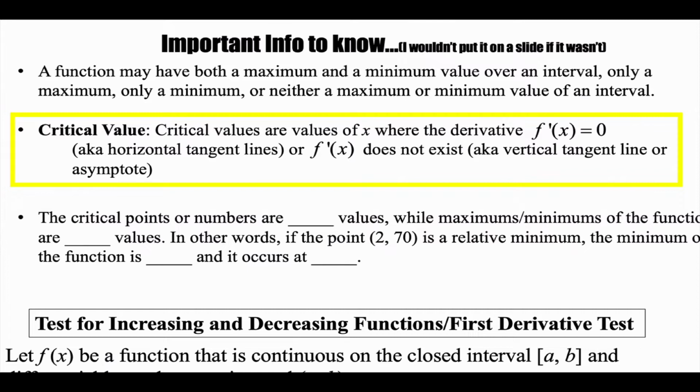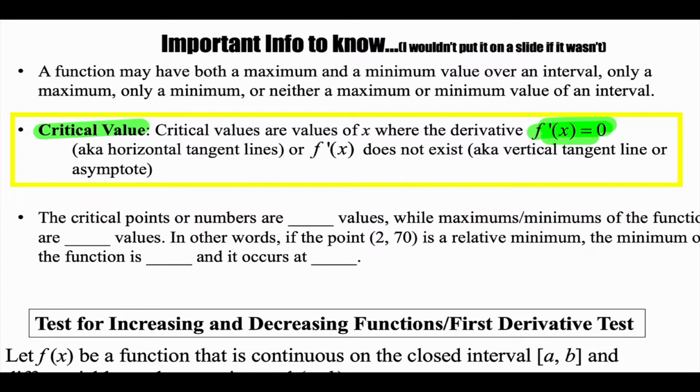So if there's one thing to highlight or underline, that would be it right there. If you can do that, this chapter won't be very hard. Okay? But knowing that the derivative equals 0 is a critical value, what does that mean?